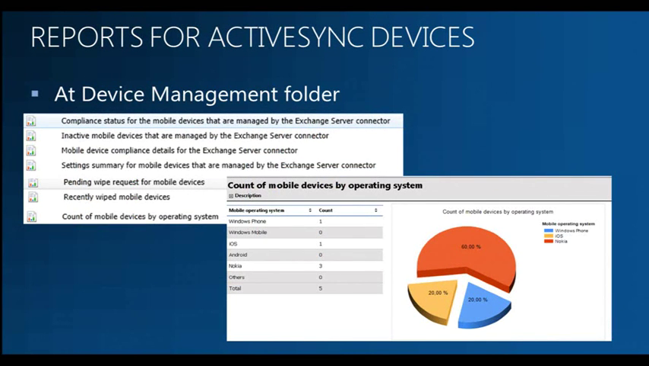Maybe the biggest benefit of using Config Manager and the ActiveSync connector is reporting. Exchange doesn't give you any reports at all for your mobile devices. And with Config Manager, you get about half a dozen different reports about those ActiveSync devices. This is very helpful in many cases because companies want to know how many devices they have and which operating system they have on their devices.